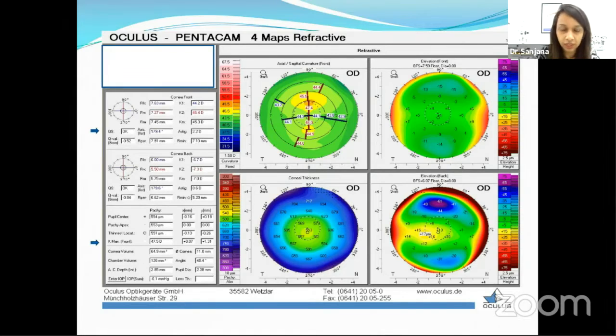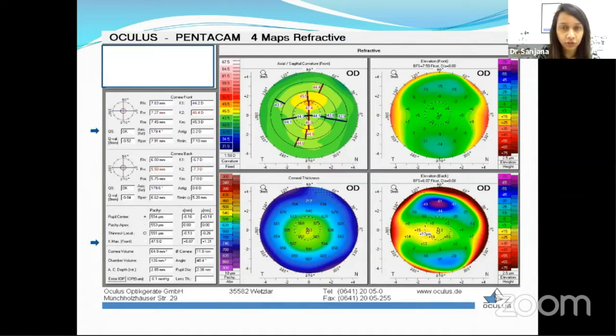Now, when we look at the interpretation of the scans, first of all, we have different types of scans which are available. Most commonly, what we take into consideration for refractive surgery screening is the 4-map refractive. We also have other maps such as the Belin Ambrosio display. Then we have the refractive map, etc. I will be covering those also shortly.